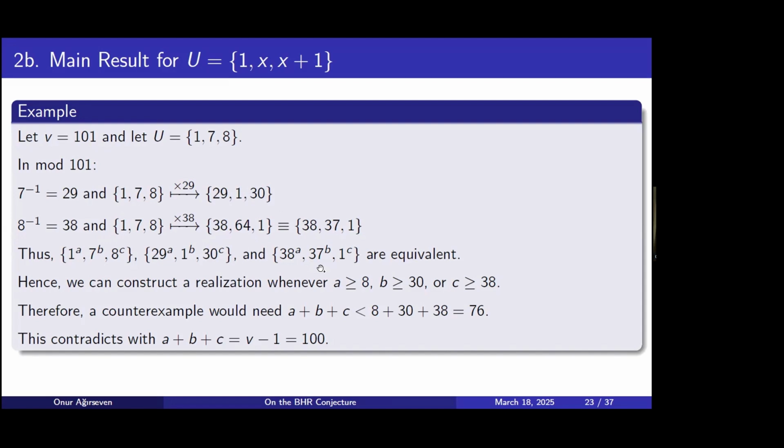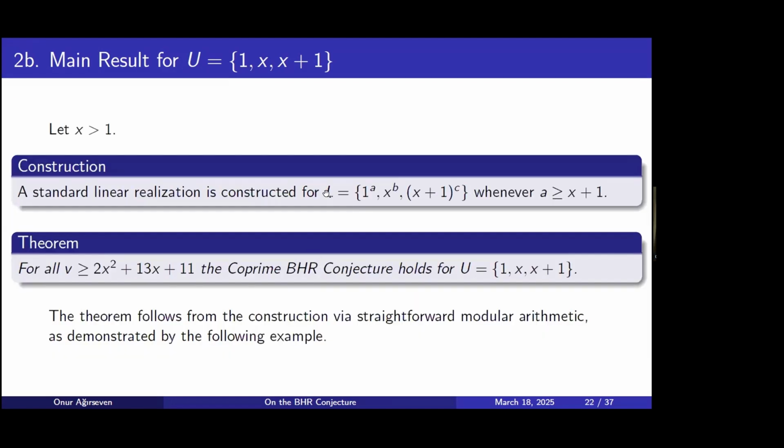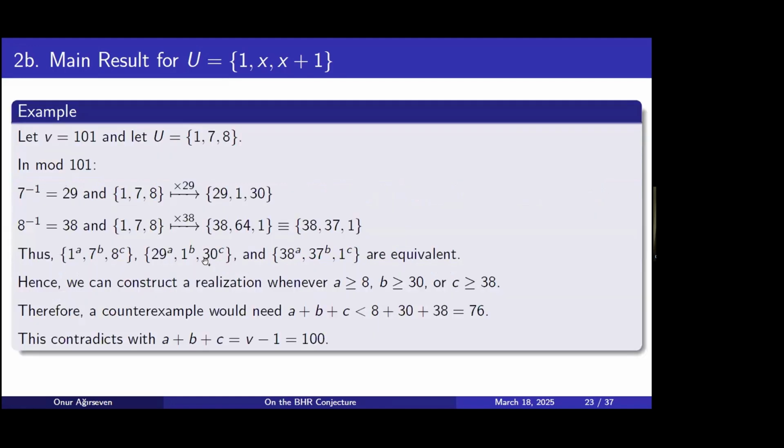Now let's go back for a second to remember this says that this can be constructed as long as A is greater than or equal to the largest one, right? So I can construct this as long as A is greater than or equal to A. I can construct this as long as B is greater than or equal to 30. This as long as C is greater than or equal to 30. So a counterexample would necessarily need to have all of them less. So it would need to have A plus B plus C less than 76.